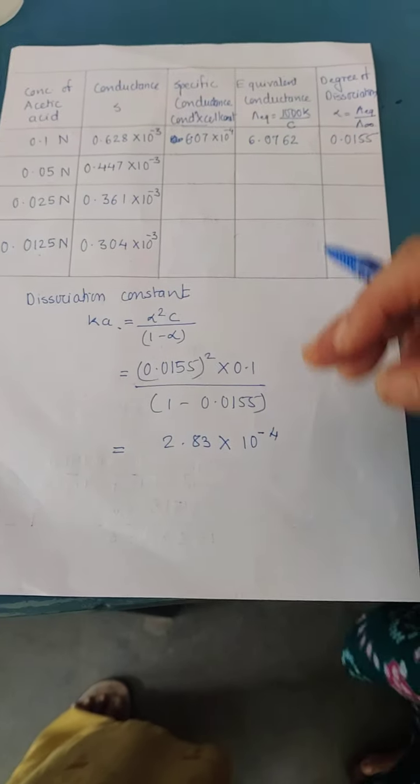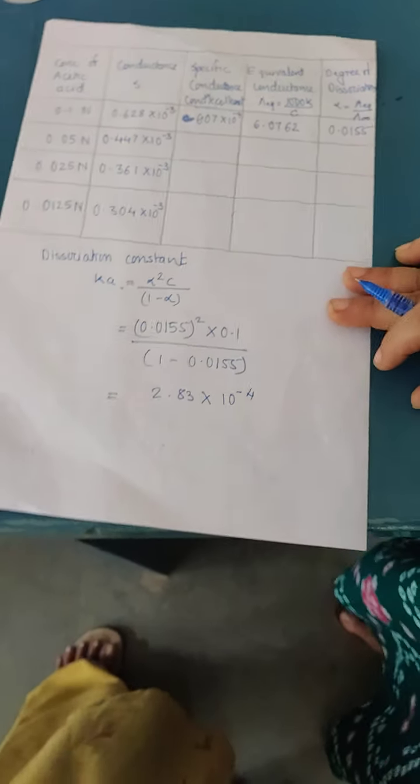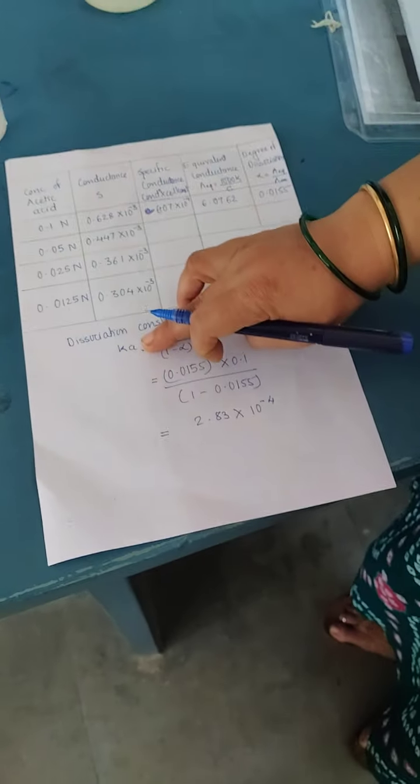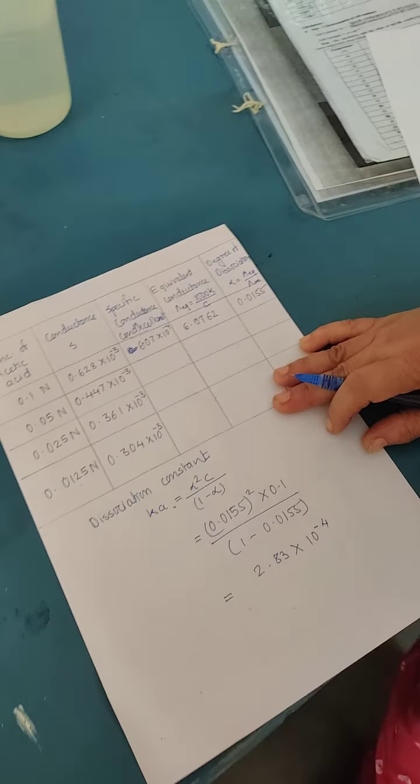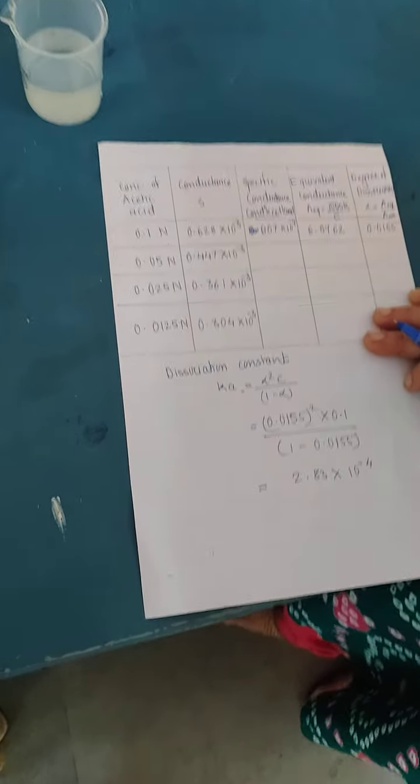When you calculate the Ka value for each one, you will observe that the dissociation constant value is near about the same for all concentrations. And when the value of Ka is near about the same, at that time your Ostwald dilution law is verified. So that's all for your conductometry experiment.